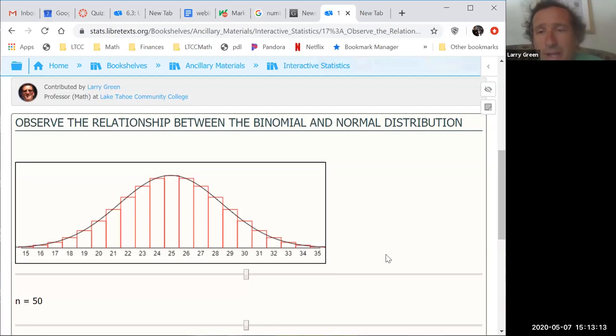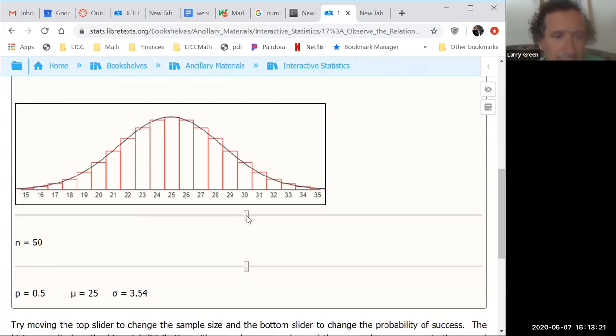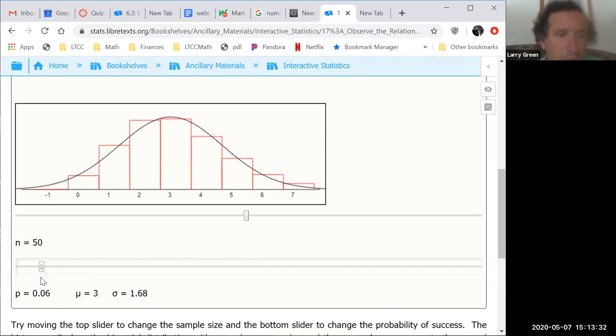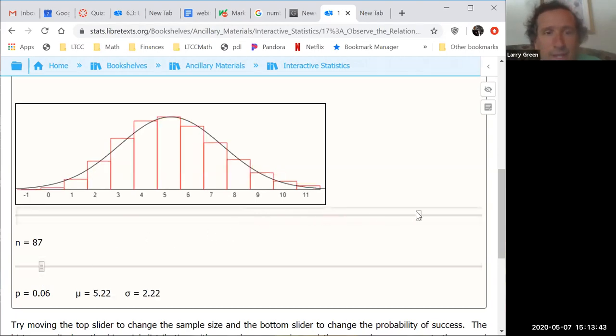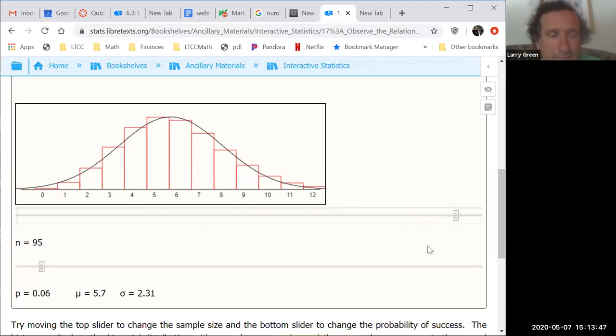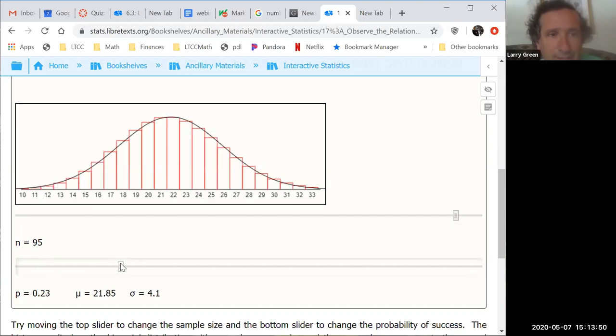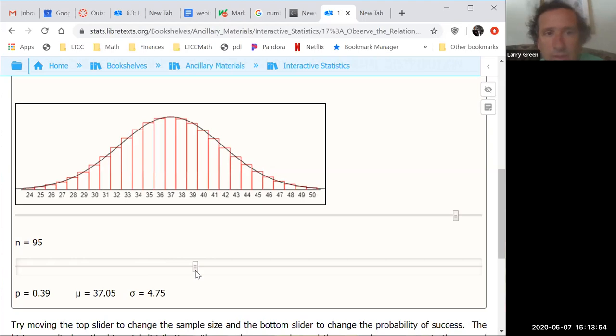So this shows you how close the binomial distribution is to the normal distribution. What you can do is choose what your n is and what your p is. So this is n equals 50 and p is 0.5. If p is 0.06, you'll notice the normal distribution is not as good a fit to the binomial, kind of off a bit. On the other hand, if we increase our n, now the normal is getting to be a better fit. If I look at this, it's almost perfect over here. So the higher n is, and the closer p is to 0.5, the better fit the normal distribution is to the binomial distribution.